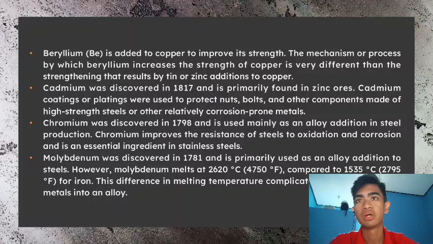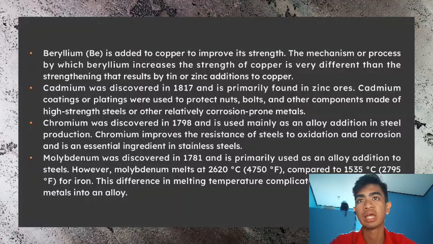Molybdenum was discovered in 1781 and is primarily used as an alloy addition to steel. However, molybdenum melts at 2620 degrees Celsius compared to the 1535 degrees Celsius for iron. This difference in melting temperature complicates combining the two metals into an alloy.